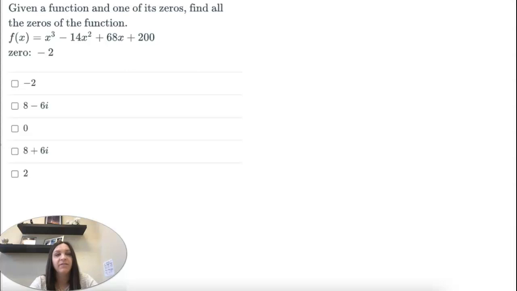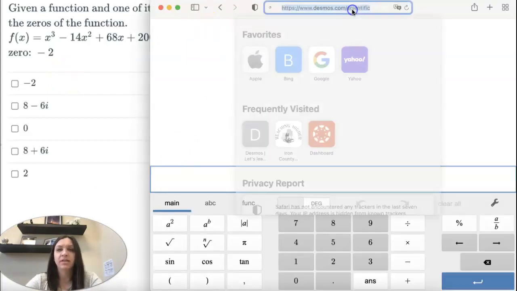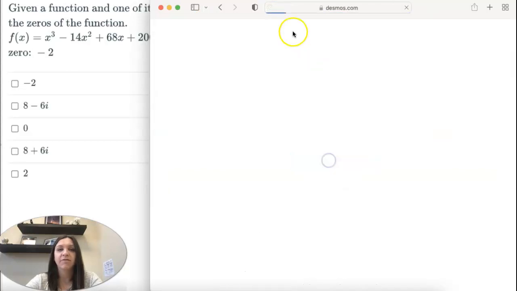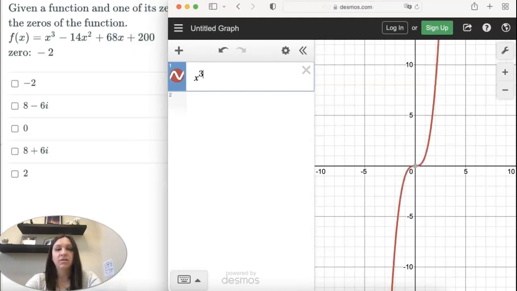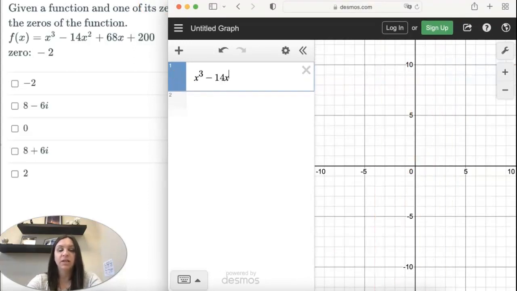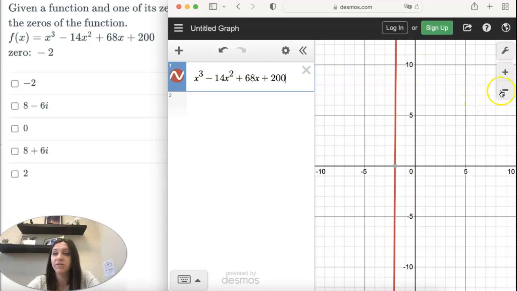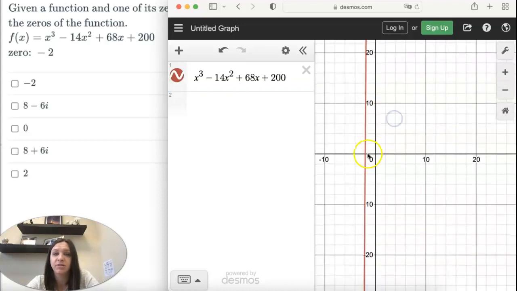Okay, let's look at 5. Given a function and one of its zeros, find all the zeros of the function. Alright, so -2 is a 0. And I'm going to graph it and show you what it means. Okay, so go to decimals and we're going to go to graphing. And I have x to the third minus 14x squared plus 68x plus 200. And I'm graphing this specifically because it's asking about zeros.